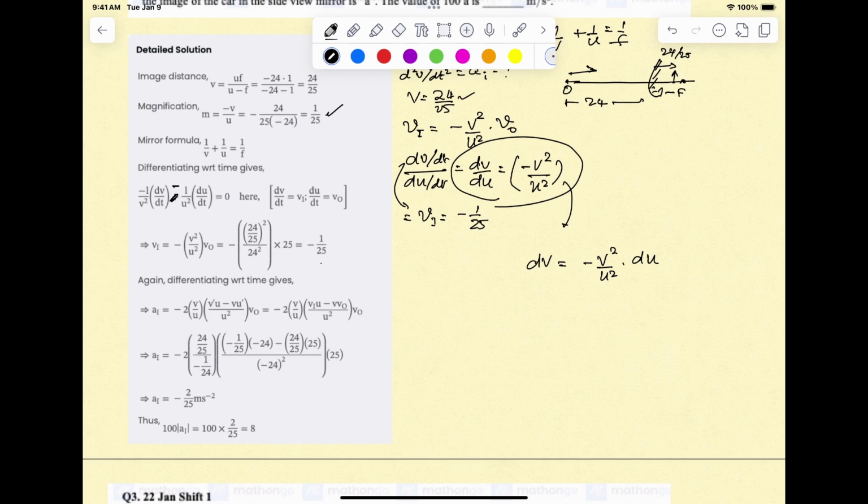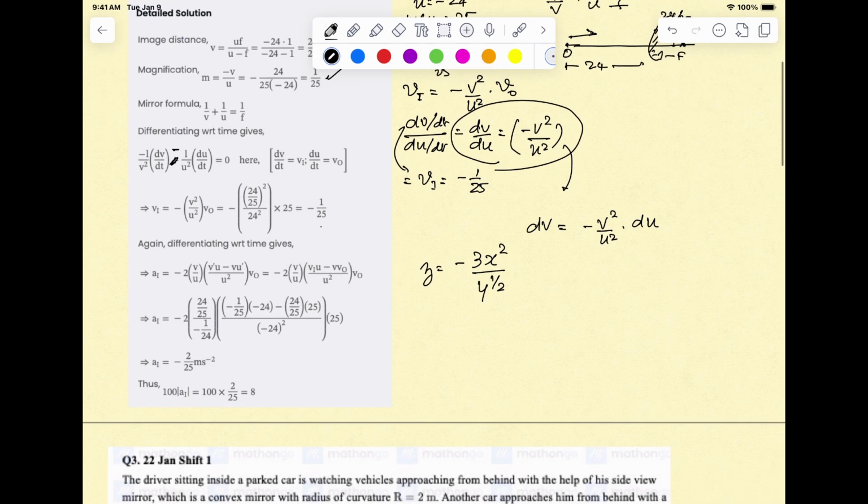It's like this. Suppose you have an expression or a formula like this: z equal to minus 3x squared by y power half. Then you know from the maximum error possible chapter concept, delta z by z, that is the fractional error in z, is given by twice delta x by x plus half delta y by y. Okay.